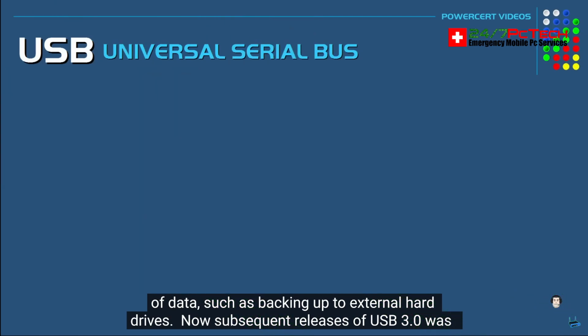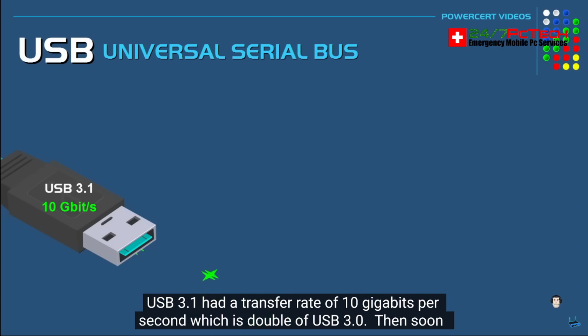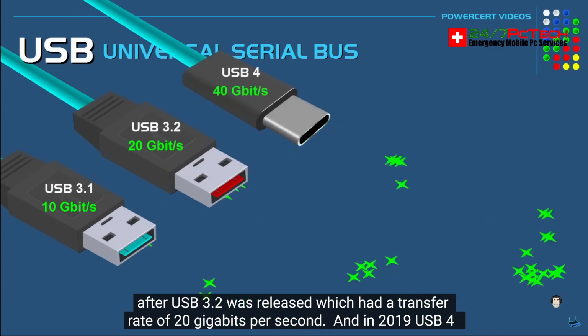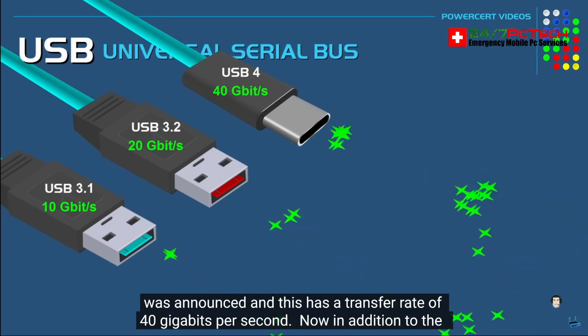Now, subsequent releases of USB 3.0 were later released, such as USB 3.1, which was released in 2013, and this is also known as Super Speed Plus. USB 3.1 had a transfer rate of 10 gigabits per second, which is double that of USB 3.0. Then soon after, USB 3.2 was released, which had a transfer rate of 20 gigabits per second. And in 2019, USB 4 was announced, and this has a transfer rate of 40 gigabits per second.